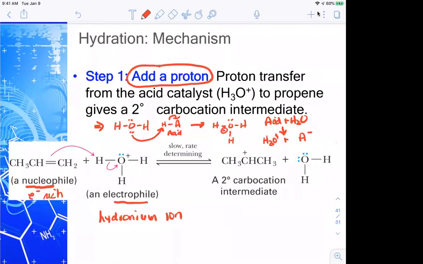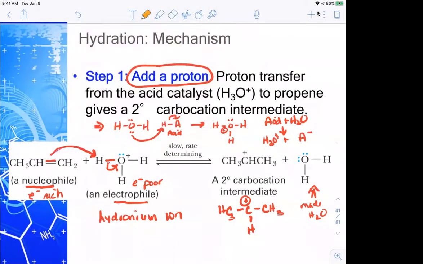This is an electrophile. This is an electron poor species. These electrons are going to attack that hydrogen, and then these electrons are going to end up on oxygen. And notice that I just made water, but I'm going to draw this out. This secondary carbocation is formed in this first step.